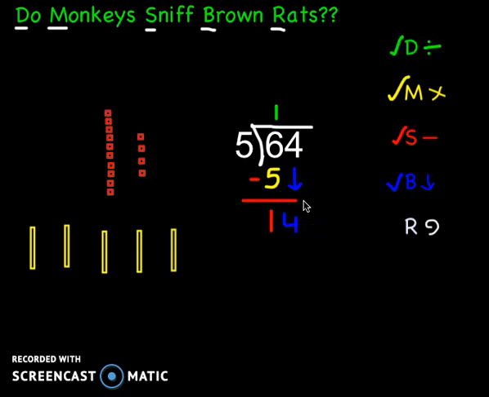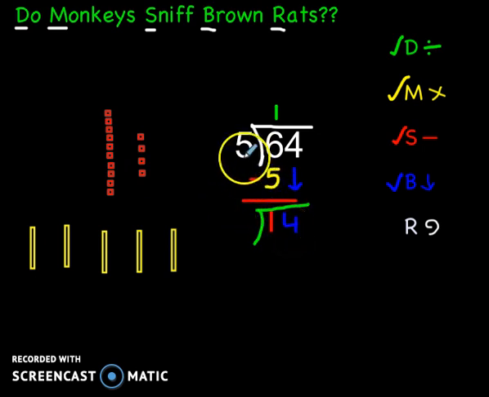A lot of times when I've just brought my 4 down, when students bring their next number down, they get confused. I know I'm supposed to divide, but I'm not sure how I do it. So one trick that I really like to show students is to draw the division symbol over that new number now, just so that I know I'm going to divide 5 into that number.